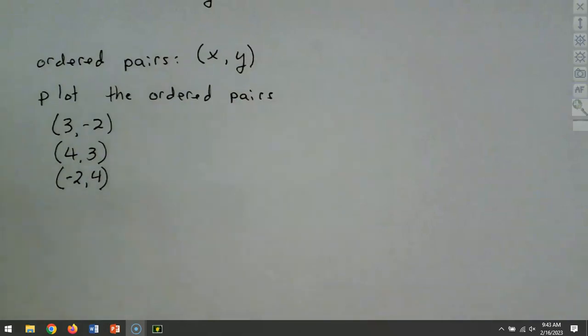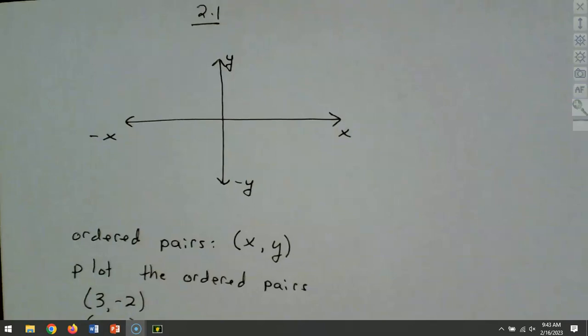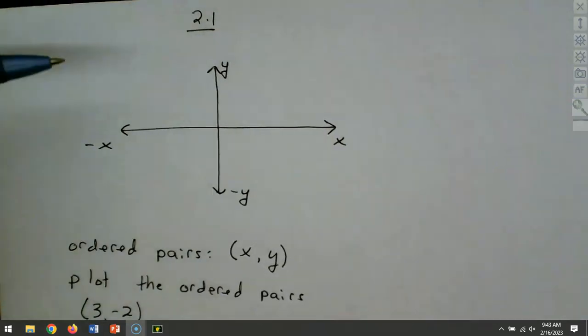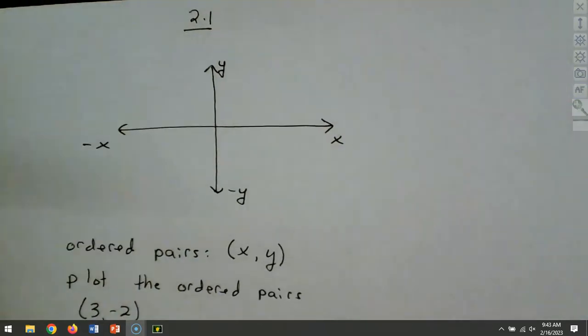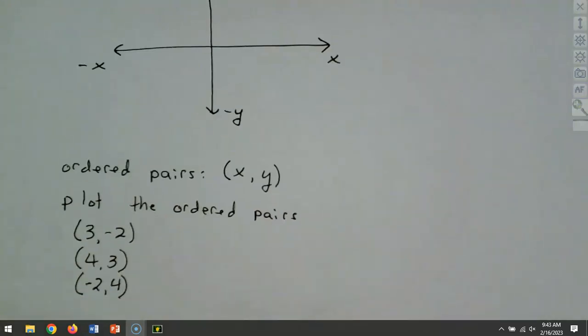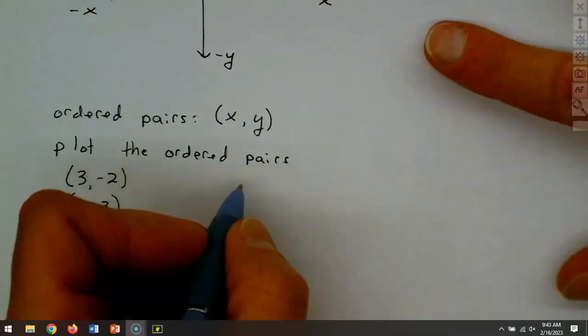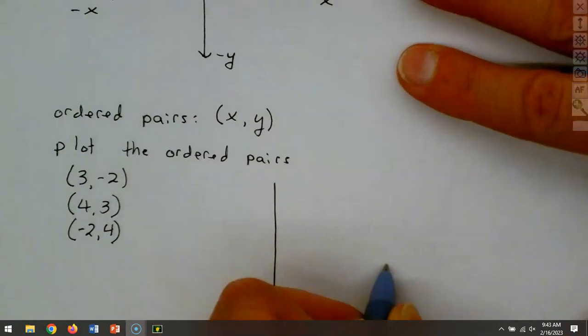So we were just talking about ordered pairs, and remember we are graphing in this chapter. So we are going to learn how to graph things in 2 dimensions, and so that's x and y. Now when we look at ordered pairs always go x comma y. And when I say plot, that means we put a dot where they belong. We are not going to be connecting them together. When we connect them together, that's graphing. So there's a very distinct difference between plot and graph.